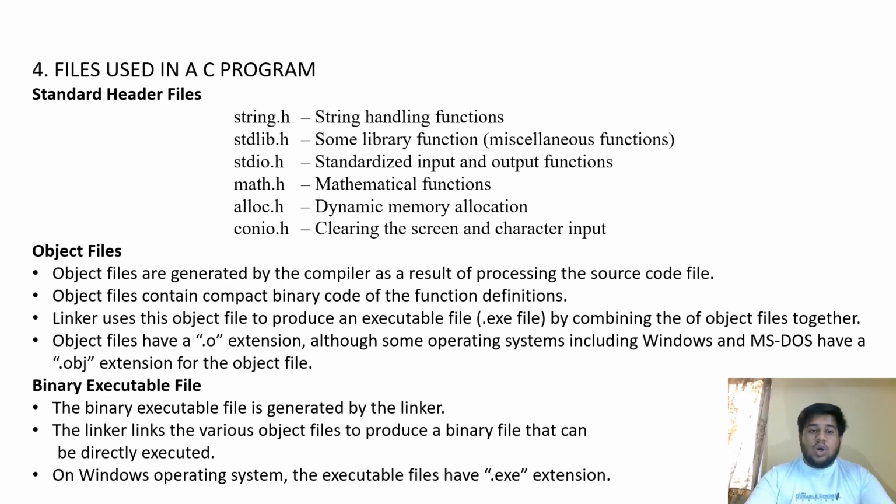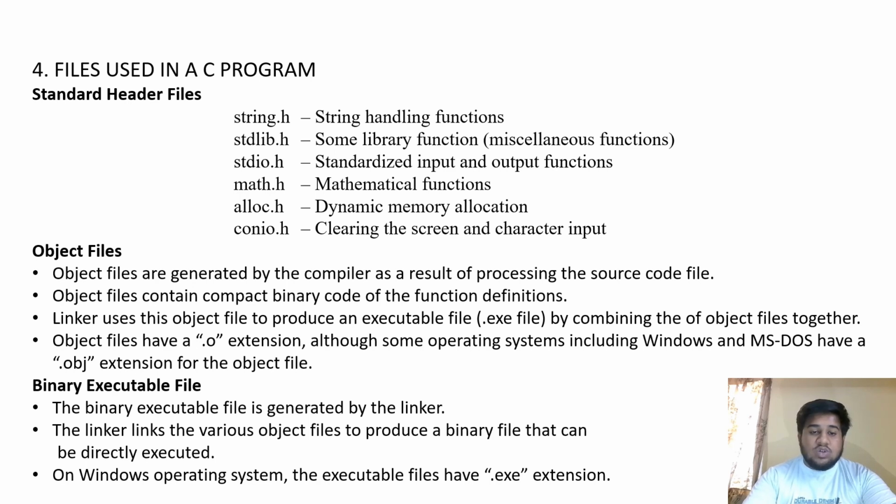Object files. Object files are generated by the compiler as a result of processing the source code file. The object file contains compact binary code of the function definitions. The linker uses this object file to produce an executable file by combining the object files together. Object files have a .o extension, although some operating systems, including Windows and MS-DOS, have a .obj extension for the object file.